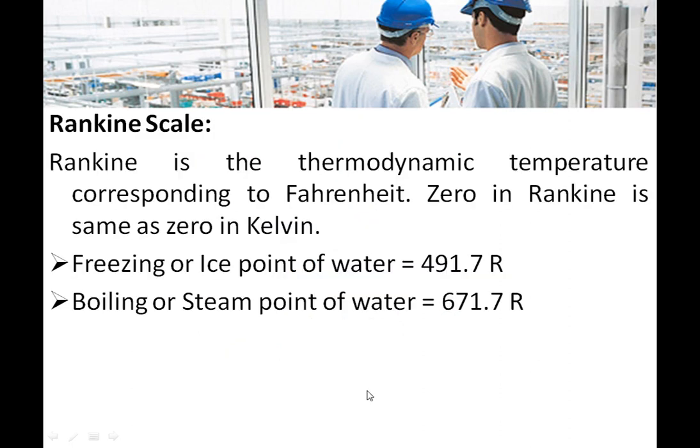The Rankine scale is the other temperature measuring scale, and this is also an absolute temperature scale like the Kelvin. And 0 in Rankine is the same as 0 in Kelvin. The freezing point of water in this scale is 491.7 Rankine, and the boiling point is 671.7. And like Fahrenheit, here the number of divisions is 180 between the freezing point and boiling point of the water.